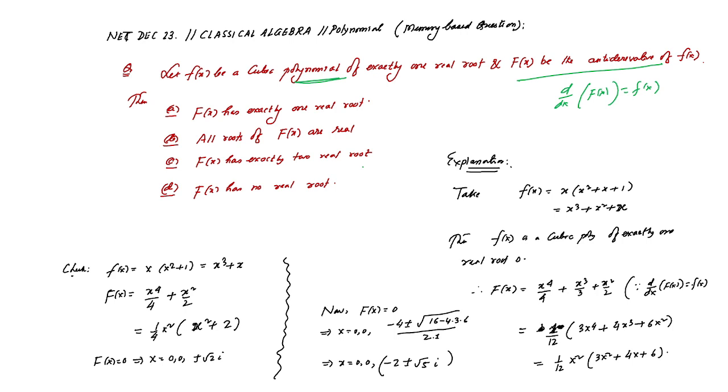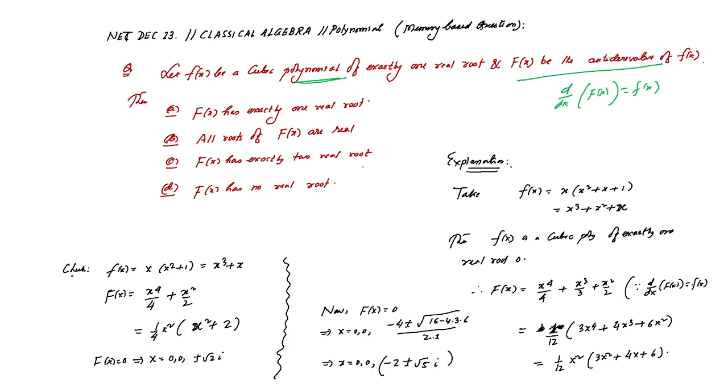And we already know every polynomial of odd degree must have a real root. This question has been asked from polynomials, especially classical algebra, and it was set in NET December 2023. It is a memory-based question. So now the options are: capital F(x) has exactly one real root, or all roots of F(x) are real, or F(x) has exactly two real roots, or F(x) has no real root.